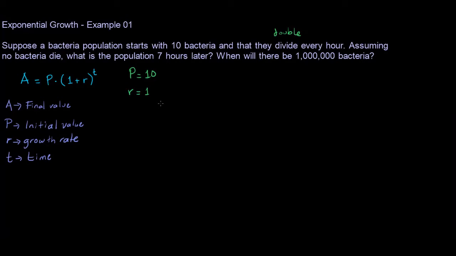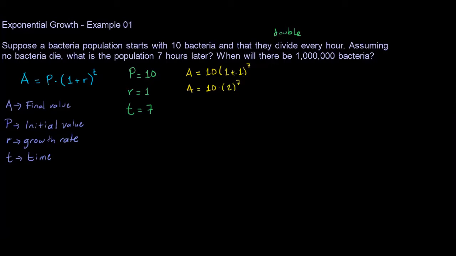Now, the time for the first question, what is the population of bacteria 7 hours later, will be t equal to 7. So it's a pretty simple example. For A, the final amount will be equal to 10 times 1 plus 1, which is the growth rate, raised to the time of 7. So A would be equal to 10 times 2 to the 7th power.